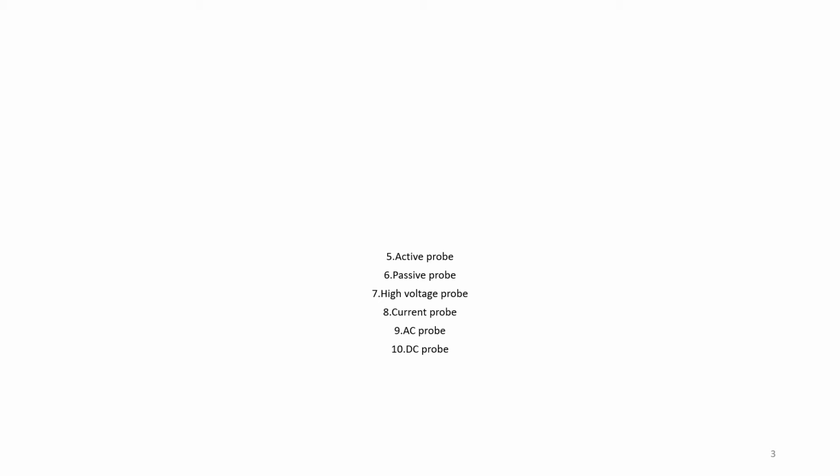Current probes can be used both by measuring instruments and oscilloscopes. Next is the AC probe. Alternating currents are easy to measure as transformers can be used. A current transformer is commonly used to measure AC.